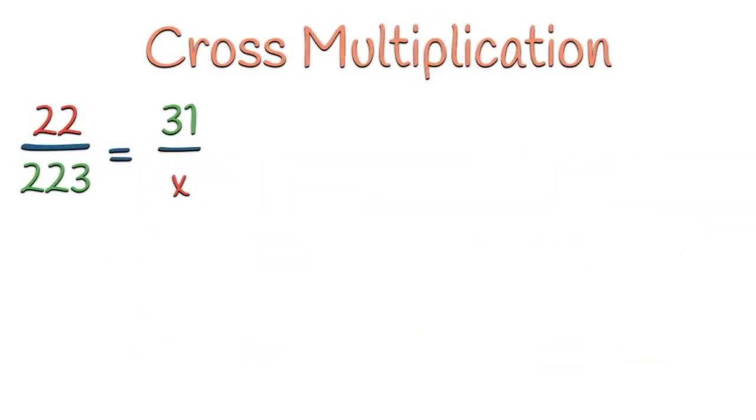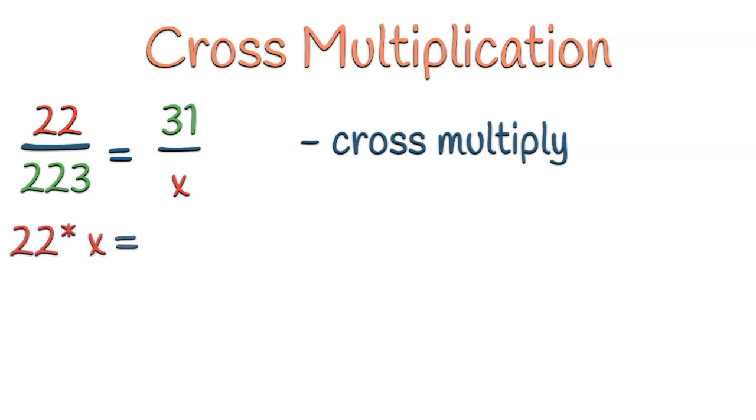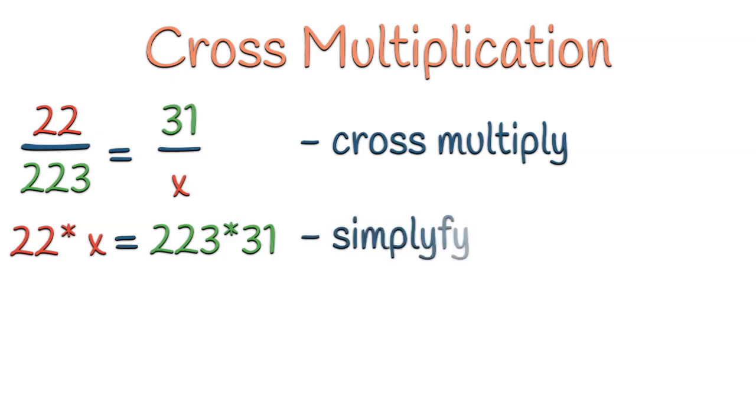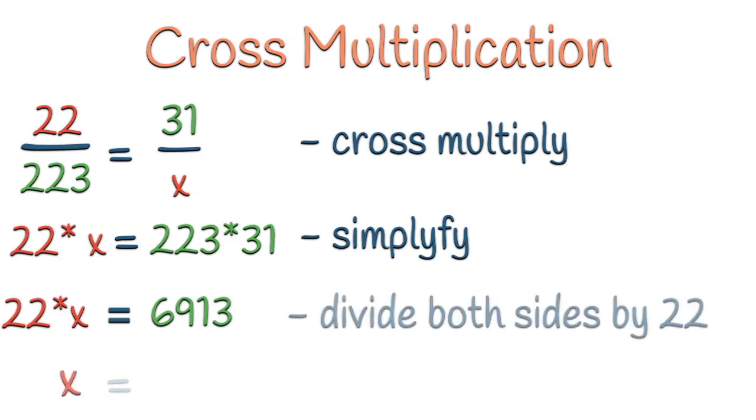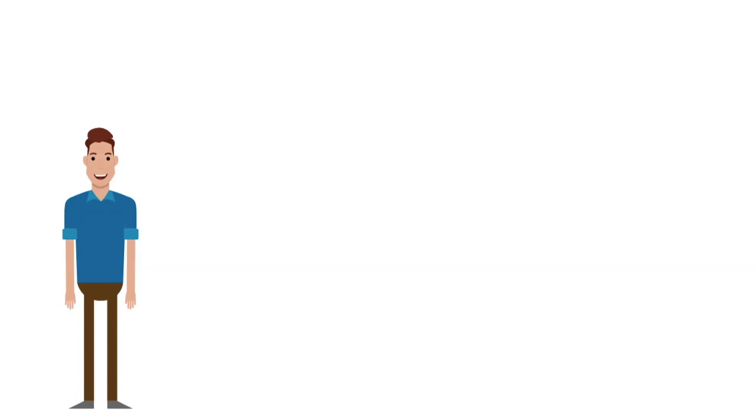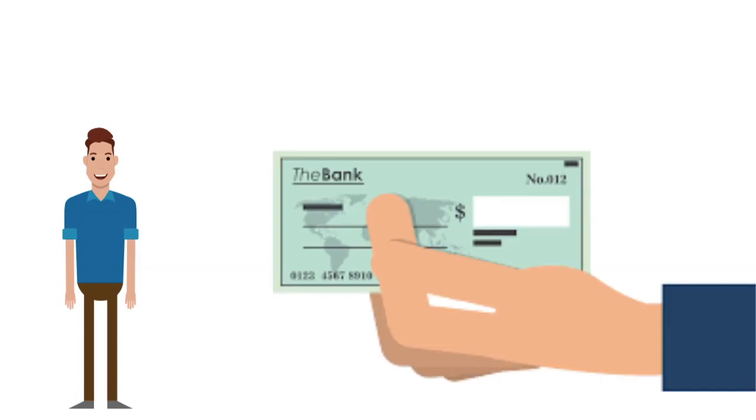By doing cross multiplication, we have 22 times x, which is equal to 223 times 31. The remaining part is simplification. By doing simplification we get 22 times x equal to 6,913. Now divide both sides by 22, we get 314.23. So, we see that you will get a paycheck of $314.22 for your 31 hours of work next week.